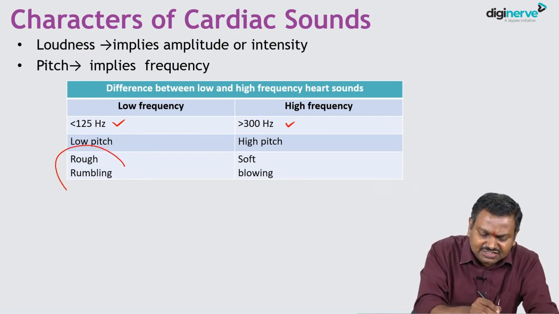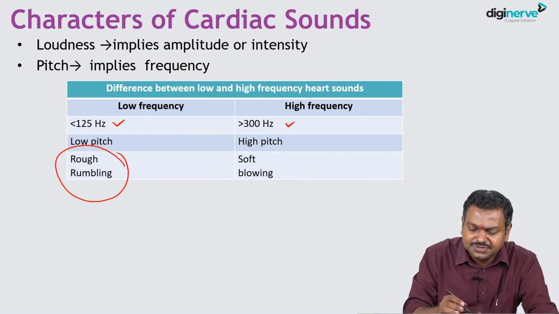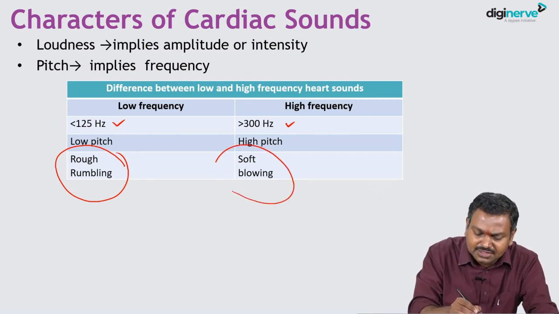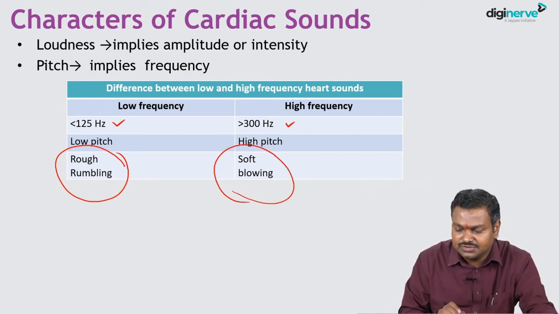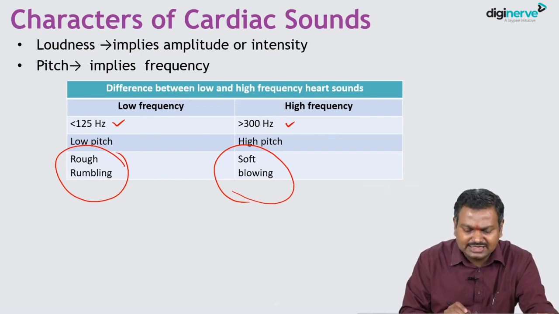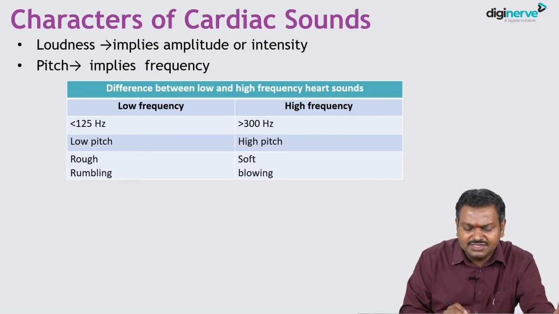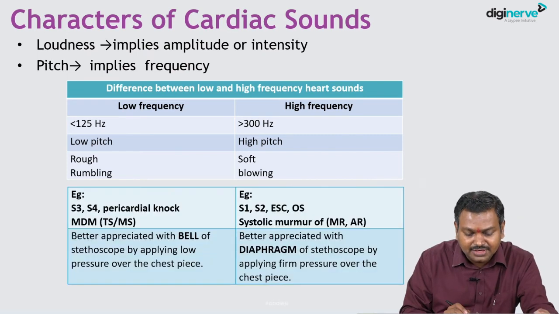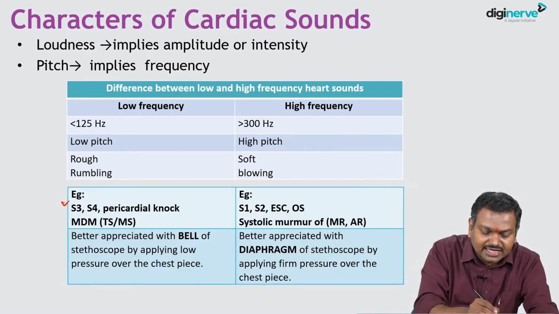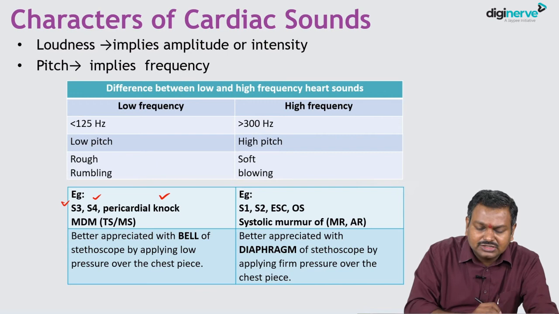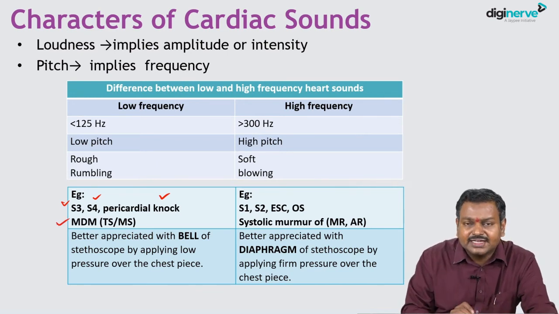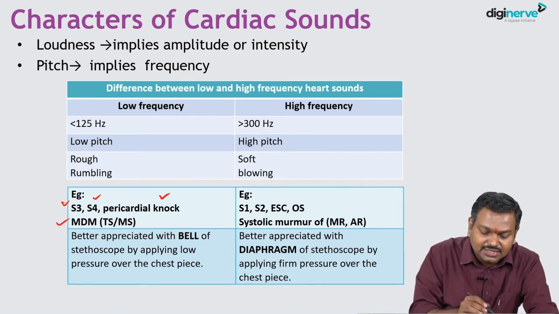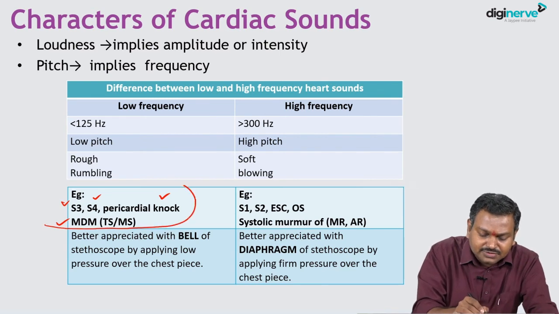The characteristic feature of the low pitched sounds is that they are rough rumbling sounds, whereas the high frequency or high pitched sounds are soft blowing sounds. This is what we have to understand. What are the examples of the low frequency or low pitched sounds? The S3, the S4, the pericardial knock, the mid-diastolic murmur of tricuspid stenosis and mitral stenosis. These are the low pitched sounds.